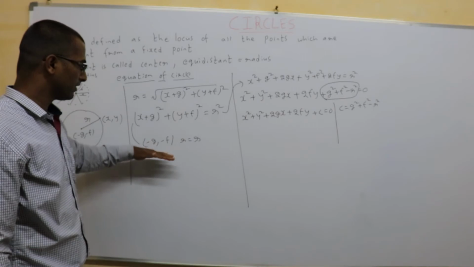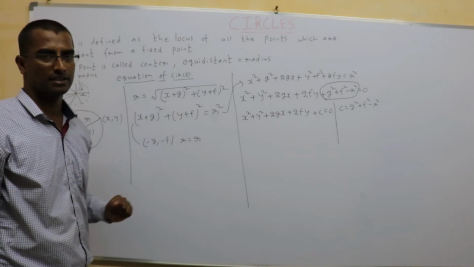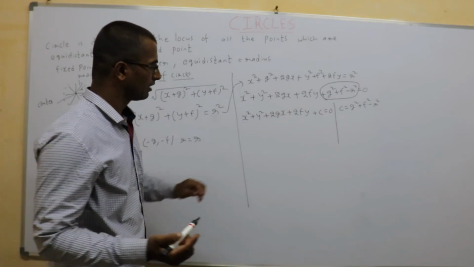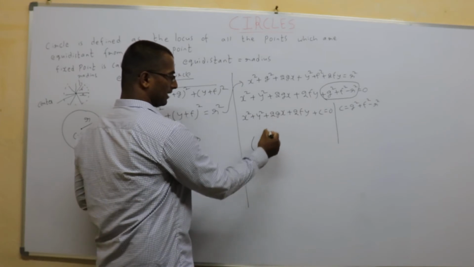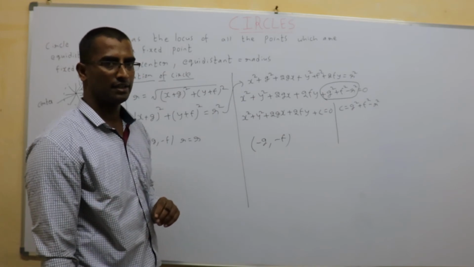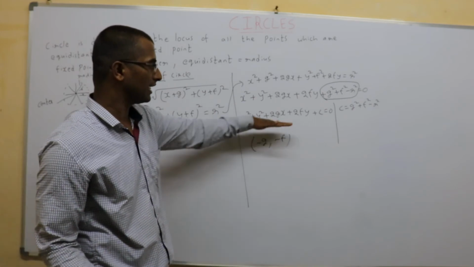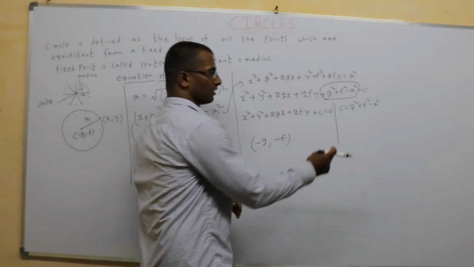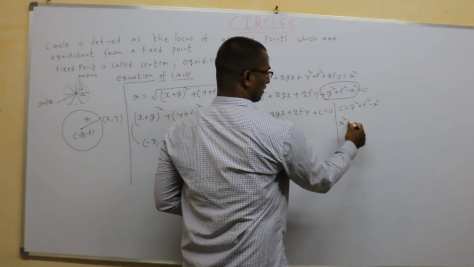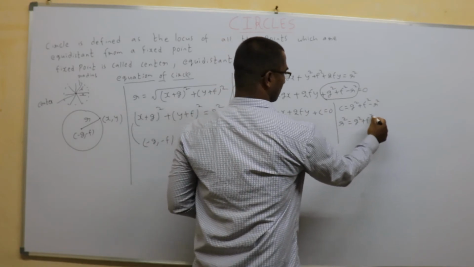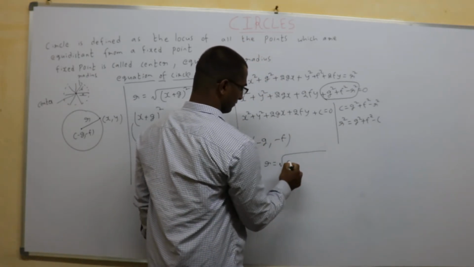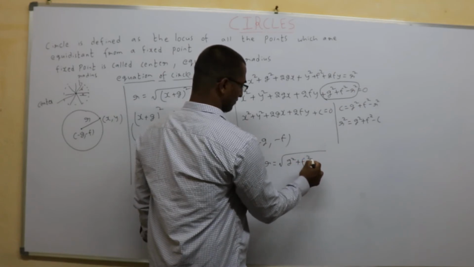More, if it is given in this way, you understood how to get the center and radius. If it is given in this way, how do you get the center? Same thing. Compare it, it will be minus g and minus f. Clear? Now how do you get the radius whenever the equation is given in this way? You want the radius, so make the radius the subject. This goes here, c goes there. So r square equals g square plus f square minus c. Your radius is the square root of g square plus f square minus c.